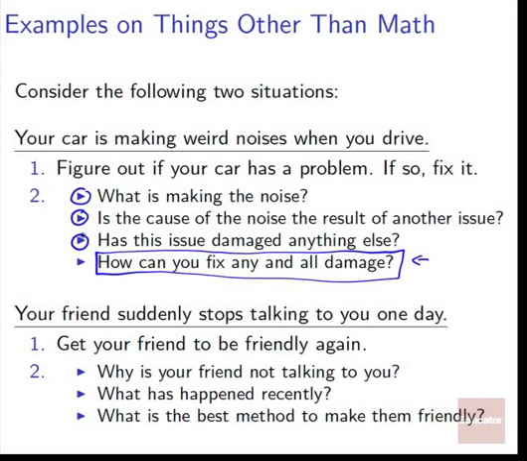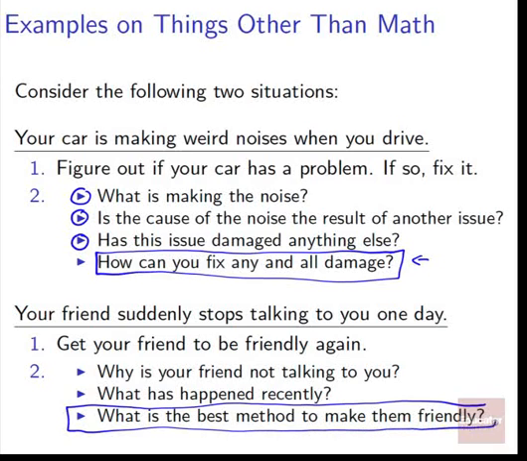In the version where we're looking at our friend, we might want to know, why is our friend not talking to us, right? Why is our friend not talking to you? And then what has happened recently would probably be a good way to get a sense of why they aren't talking to you. And finally, what is the best method to make them friendly? Once again, we might actually not care about all of the other stuff, right? All the first two things, we'd probably be curious why our friend isn't talking to you. But once again, if that genie appeared and was like, hey, I'll make your friend be your friend again. No problem. I'm a nice guy. We'd be like, thanks, genie. You're the best. Right? This genie would be pretty awesome and they'd make our friendship better.